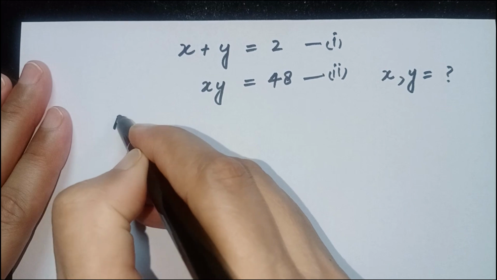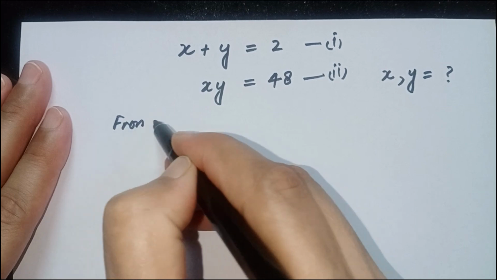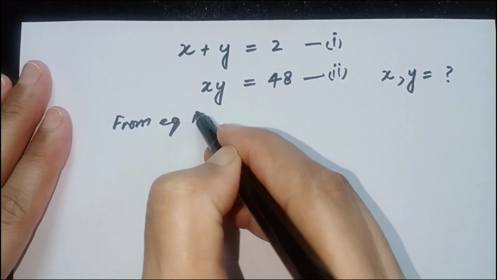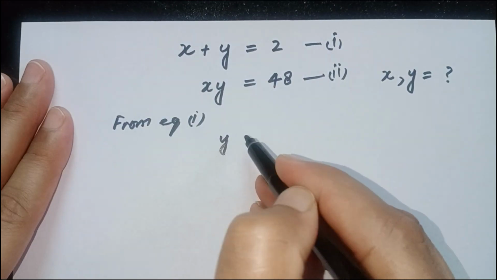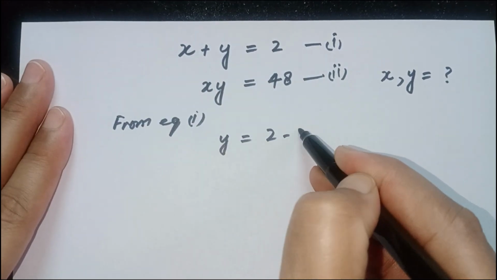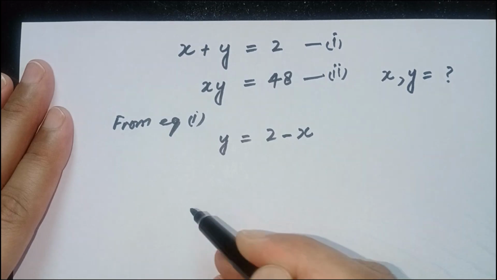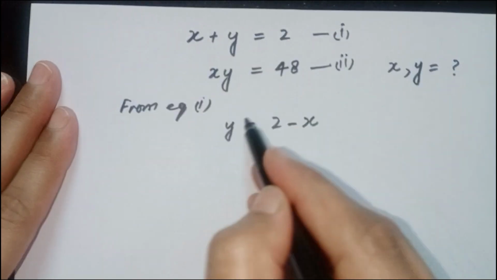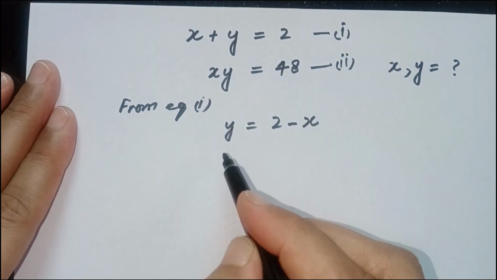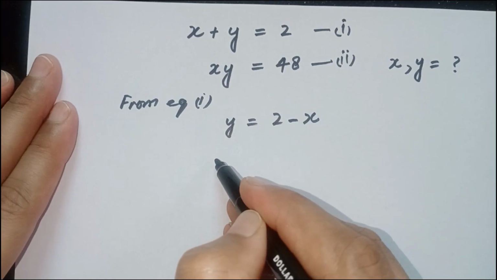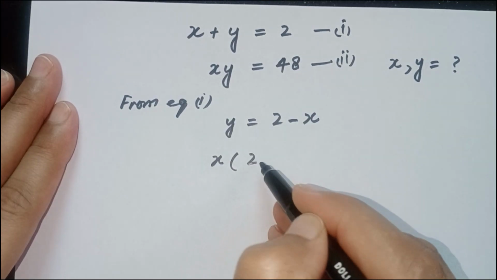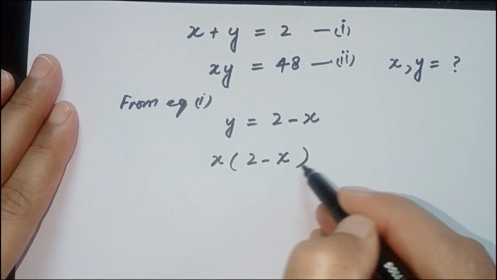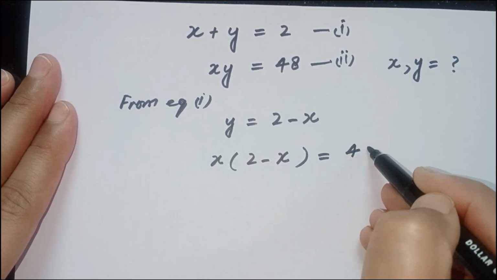So from equation 1 we can write this equation in terms of x. y is equal to 2 minus x. Bring x to the other side. So now insert this value in equation 2. In equation 2, we will plug in this value. So x times 2 minus x, bracket close, is equal to 48.